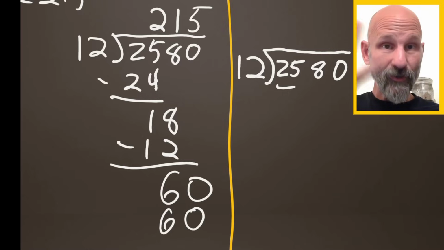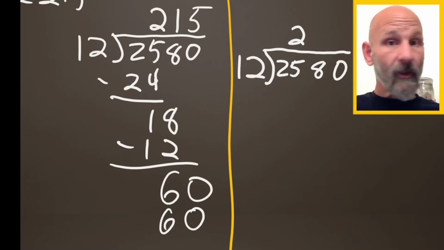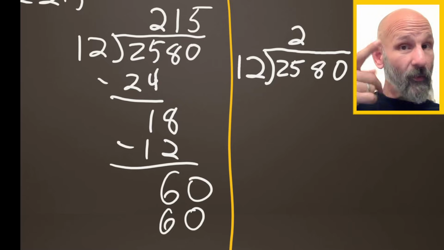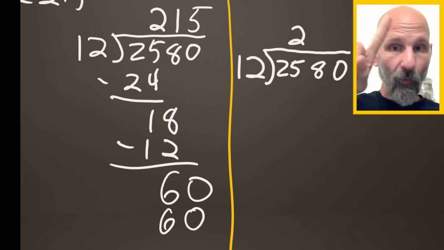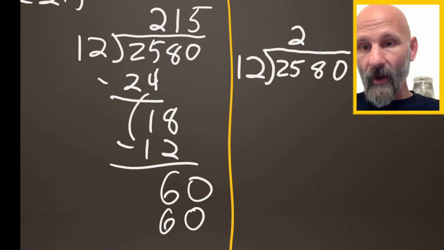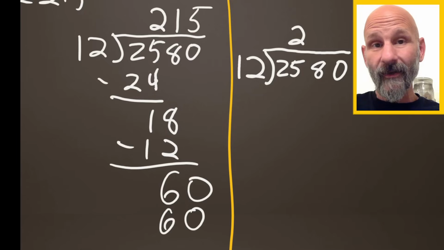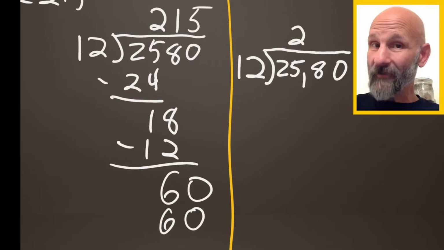Remember on the first one, we did 12 divides into 25. How many times? It goes twice. So we put a 2 there. Remember what that made? That made 24. And what do we do with the 24? We subtracted. So go ahead and subtract. 25 minus 24 leaves us with a 1. So instead of writing the 1 down here and then bringing the 8 next to it, we'll put the 1 next to the 8 and leave it there.